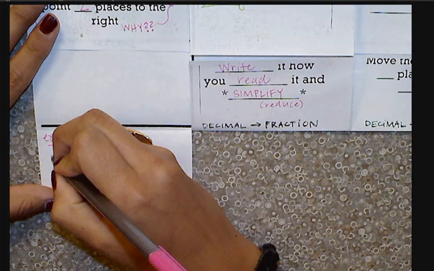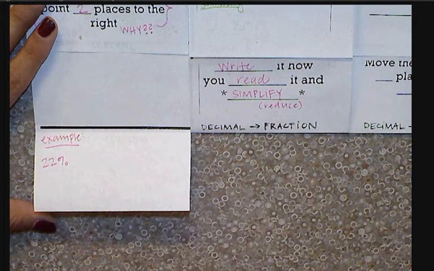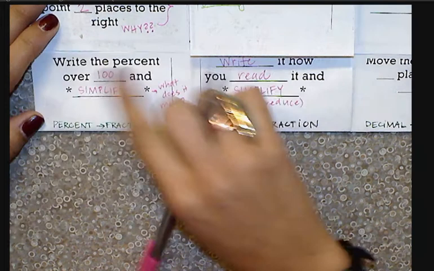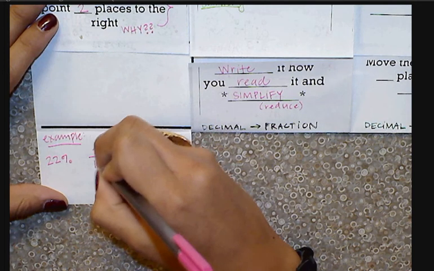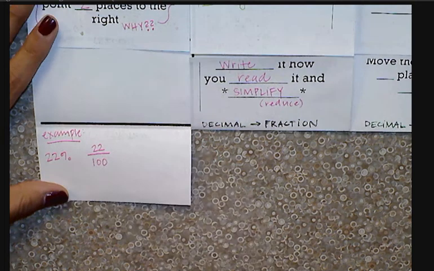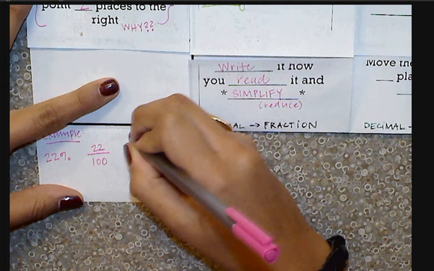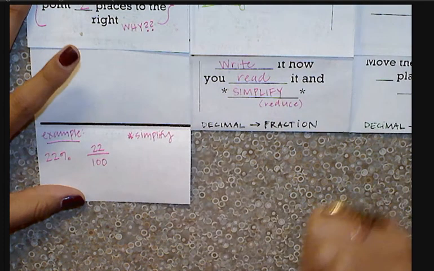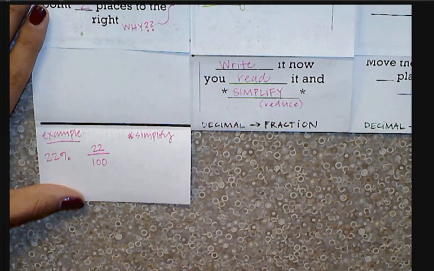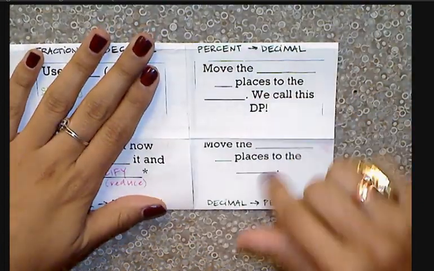Okay? If I tell you 22%, okay, 22%, it says write the percent over 100. So 22 over 100 and simplify. Now let's think of the common factors of 22 and 100, and I'm going to let you do that for homework to simplify this fraction, because you should know how to simplify. All right? Now this is the end of part 2 of the notes. You need to watch the next video to get part 3 of the notes and finish up.